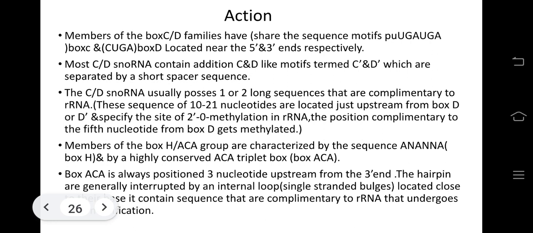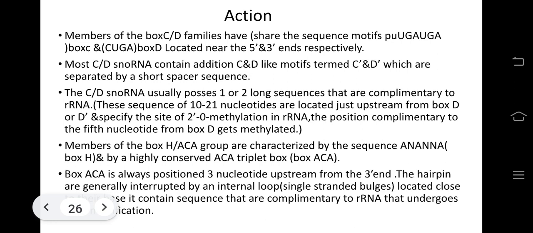Box C and box D are located near the 5' and 3' ends respectively. Most C/D snoRNAs contain additional C and D-like motifs, termed C' and D', which are separated by a short spacer sequence. The C/D snoRNAs usually possess one or two long sequences that are complementary to rRNA. These sequences of 10 to 21 nucleotides are located just upstream from box D and D', and specify the site of 2'-O-methylation in rRNA.